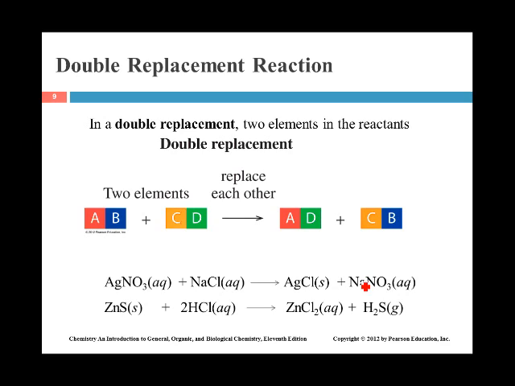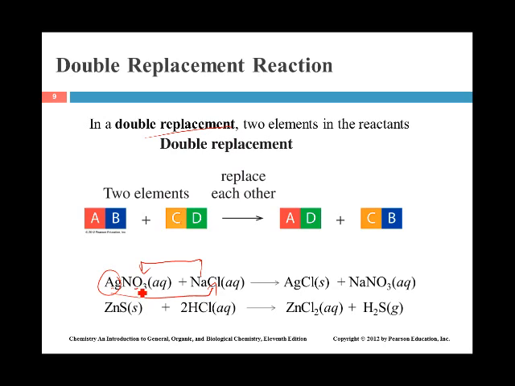So here, we're talking about double replacement. Double replacement is when they both switch partners. So silver is no longer with nitrate, now it's with chlorine. Sodium is no longer with chlorine, it's now with nitrate. They've switched.